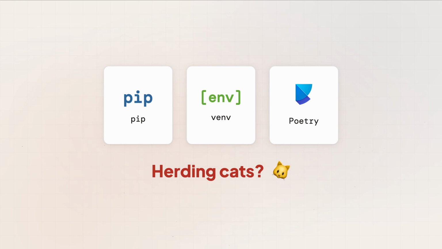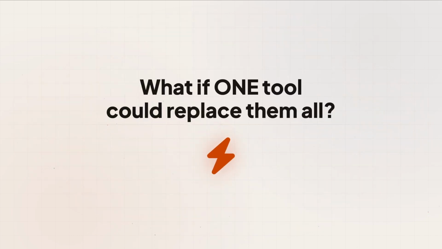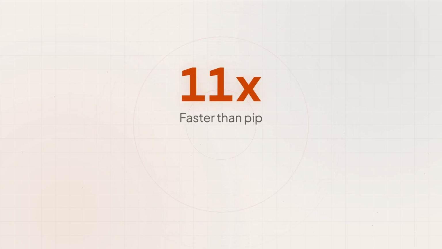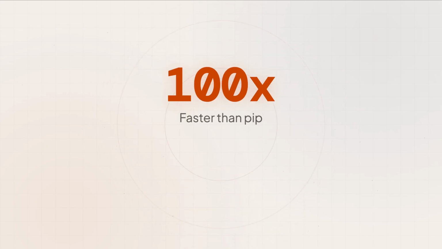Well, what if I told you there's a new tool that can replace all of them? A single tool that's not just more convenient, but is blazingly fast. We're talking 10 to 100 times faster. The game is changing, and its name is uv.